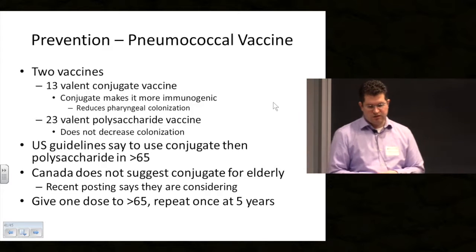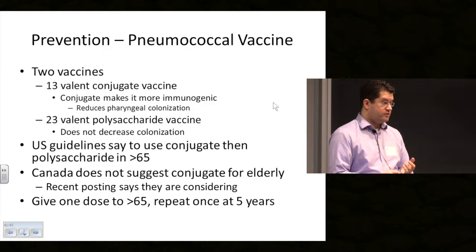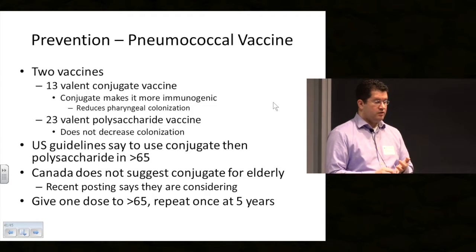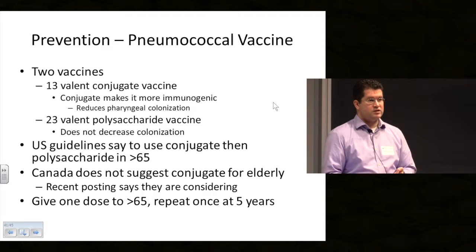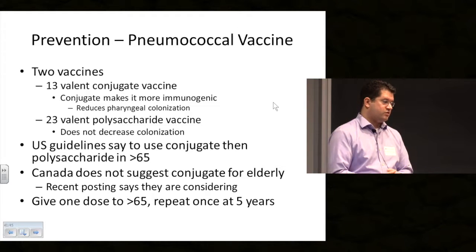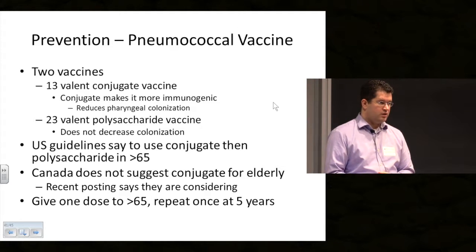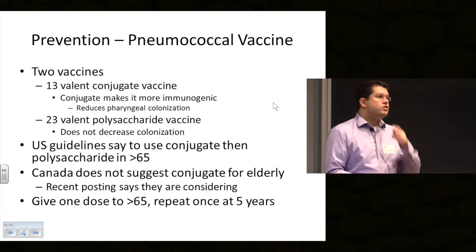So at that point, the schedule will be at 65 to give a dose of conjugate, and then a year later, a dose of polysaccharide vaccine, and then 5 years later, another dose of polysaccharide vaccine. So what's the guideline now? We did 8 weeks later. Yeah. 13 and 8 weeks later, pneumovax.